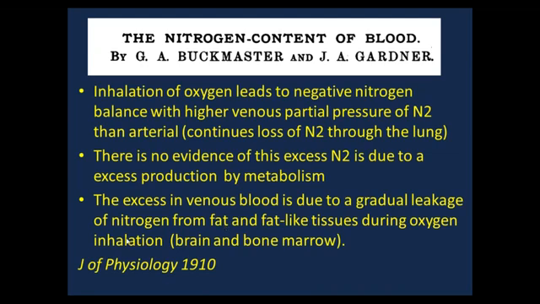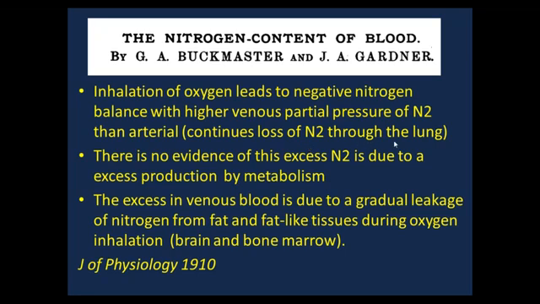There is a very interesting study published in the Journal of Physiology a long time ago, in 1910, and they concluded that inhalation of oxygen leads to negative nitrogen balance with higher venous partial pressure of nitrogen. So if you have a subject inhaling pure oxygen and there is no nitrogen in the alveoli, then the venous partial pressure of nitrogen will be much higher than the partial pressure of nitrogen in the arterial blood. What does that mean? It means that there is continuous loss of nitrogen through the lung.